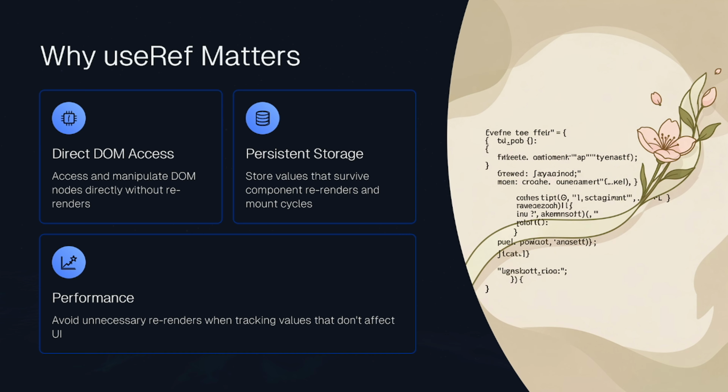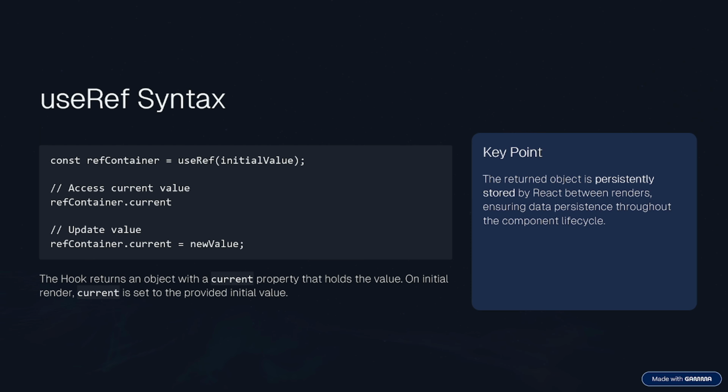Why does useRef matter here? Direct DOM access: necessary to access and manipulate DOM nodes directly without re-renders. Versus storage: store values that survive component re-renders and mount cycles. And performance will be a little bit better compared to the normal way of updating the UI.